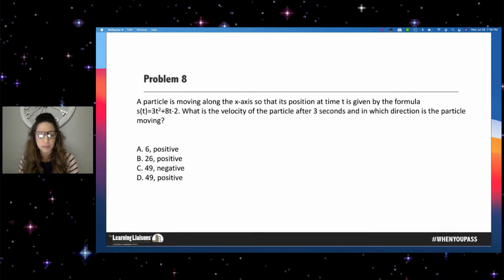I did skip problem 7 because I want to make sure I have enough time to explain this problem. We'll go back to problem 7.